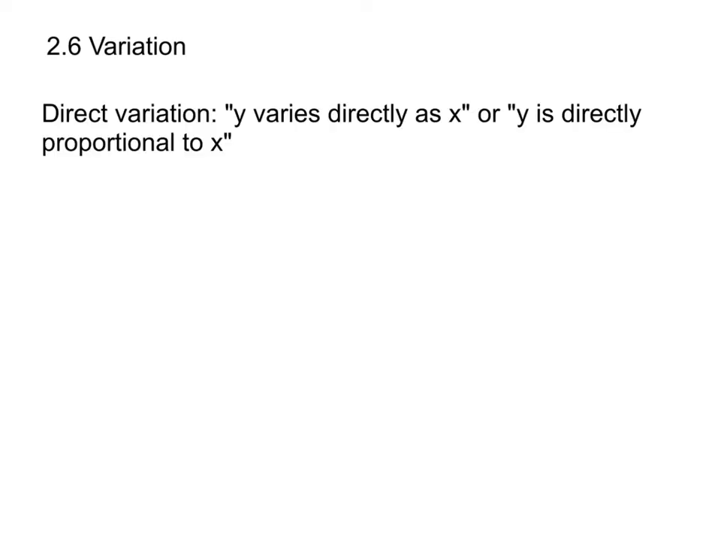Variation. We'll look at a couple different types of variation. The first type we'll look at is called direct variation. Direct variation. We'd say things like y varies directly as x. Or you can also say y is directly proportional to x.